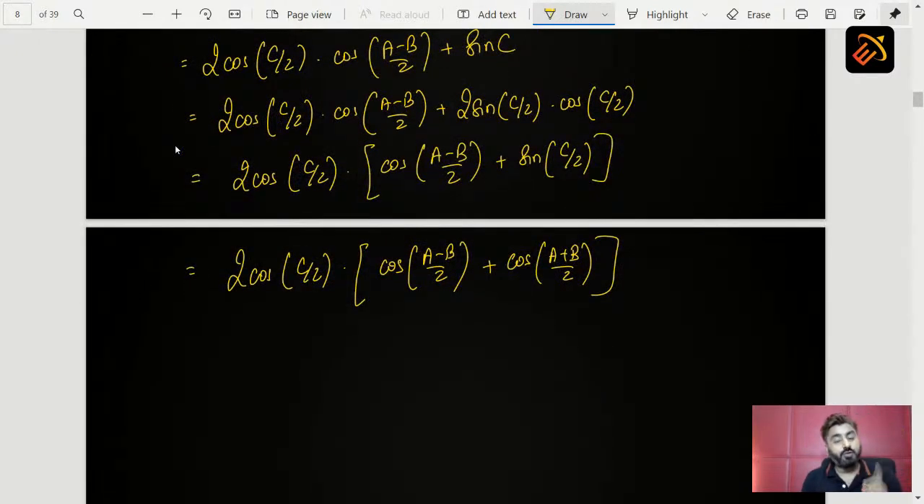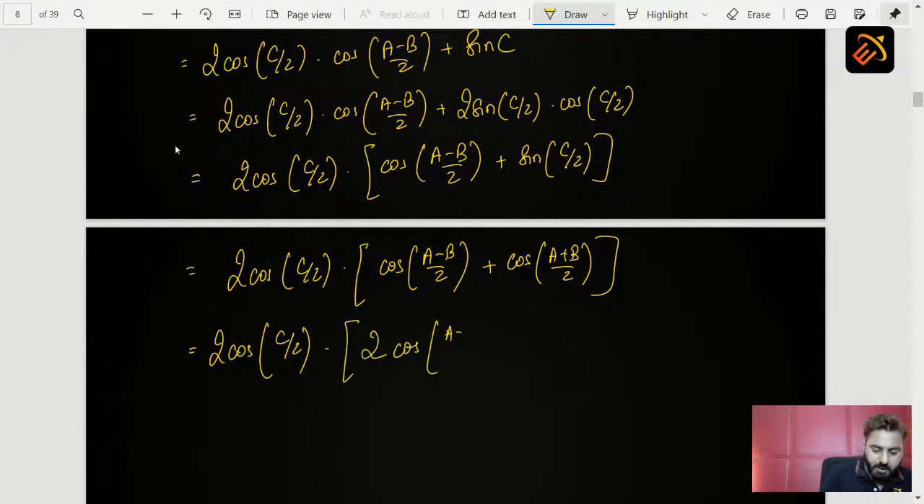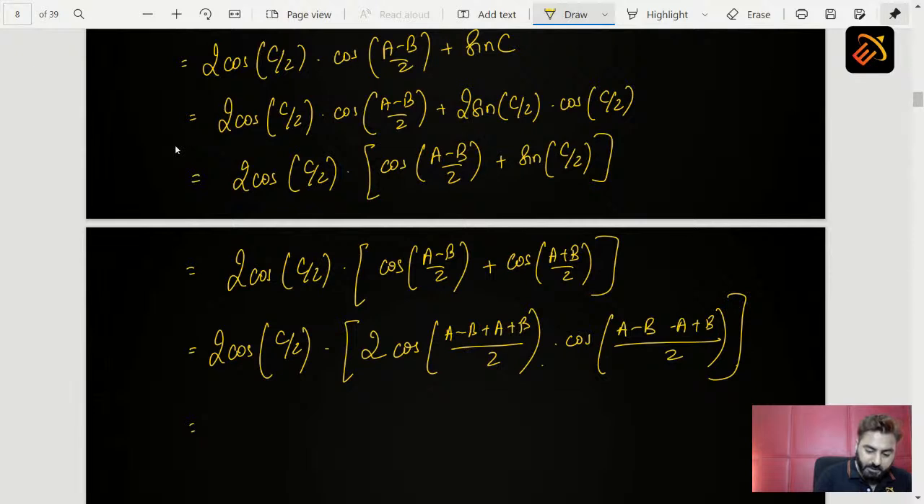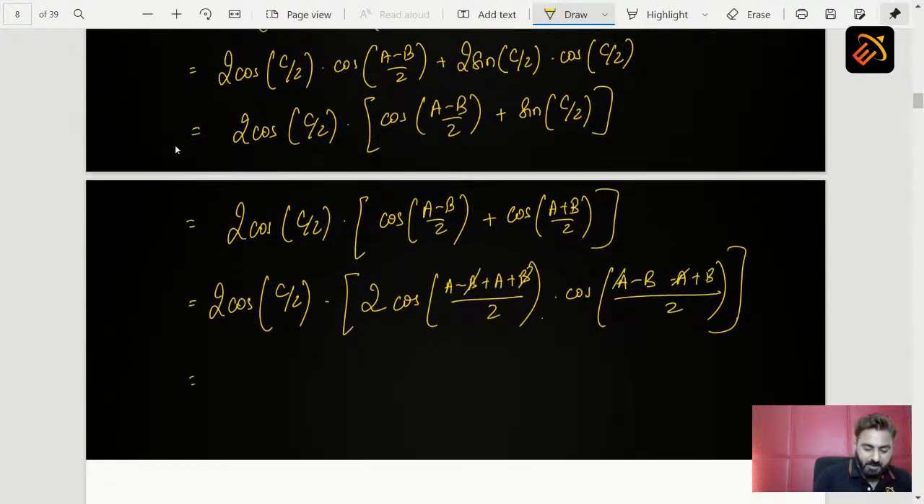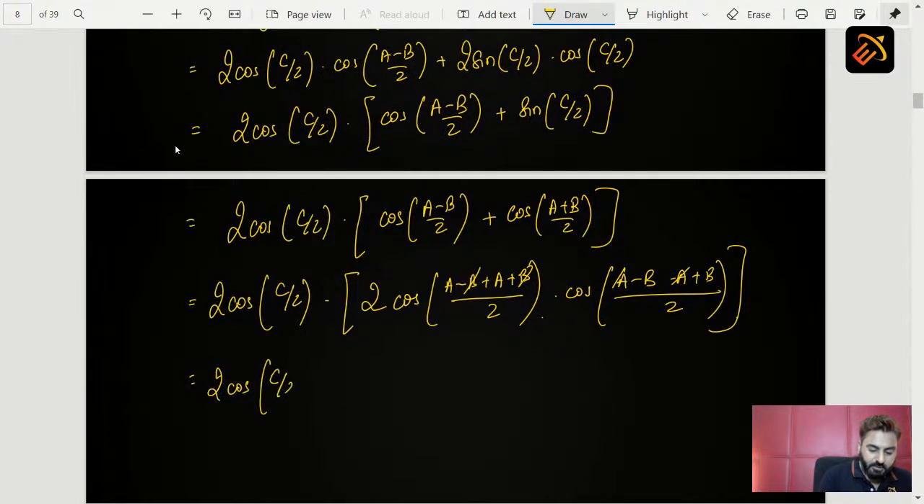Now what is cos plus cos? Factorization formula, cos plus cos 2 cos cos, so here we will get 2 cos C/2 into 2 cos (A minus B plus A plus B)/2 into cos (A minus B minus A plus B)/2. Now students, in this case B gets cancelled, A gets cancelled, you are left with 2 cos C/2 into 2 cos 2A/2 into cos 2B/2.